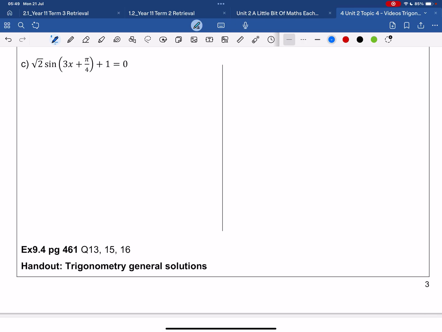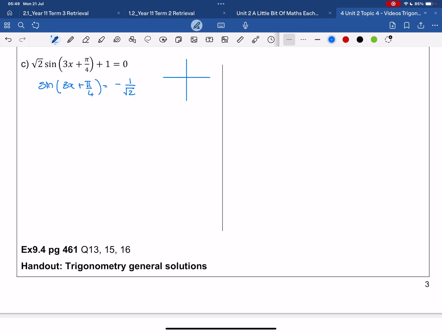All right, root 2 sine of 3x plus pi on 4 plus 1 equals 0, and we're looking for the general solution for this. So let's rearrange this so that we have sine of 3x plus pi on 4 is equal to negative 1 on root 2. Now, when I see a solution as such, I need to have a look at what's happening in my unit circle.